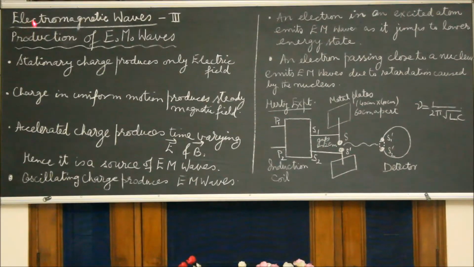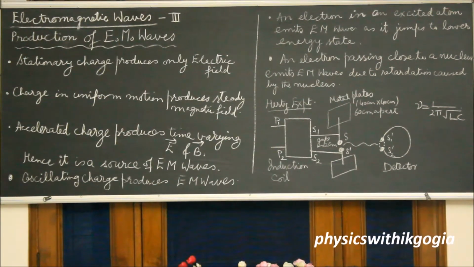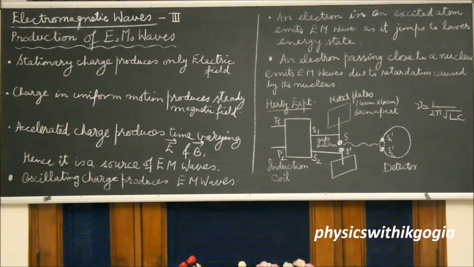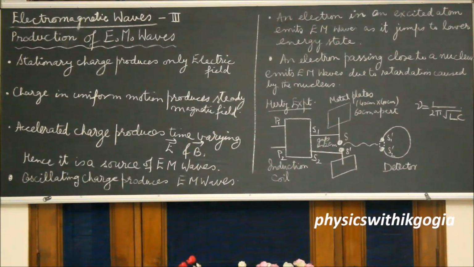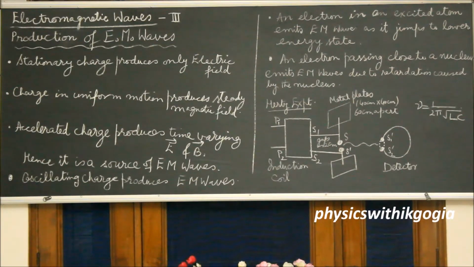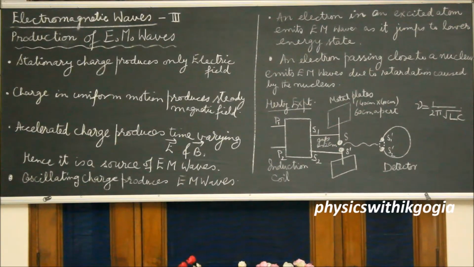In the video Electromagnetic Waves Part 2, we have studied how Maxwell predicted the existence of electromagnetic waves, that is, the waves in vacuum associated with time varying electric field and magnetic field, each sustaining the other. Now let's see how electromagnetic waves can be produced.